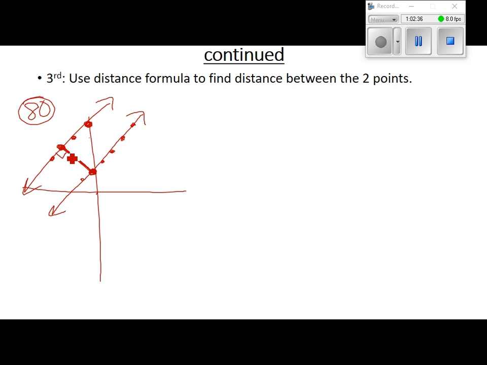So we want to pick a point on one of these 2 lines. I'm going to pick this one right here, just because it's easy. What are the coordinates of that point right there? What was the y-intercept of the second line? I did that on one of the other problems, didn't I? 0, 3. Now we got to find this point.